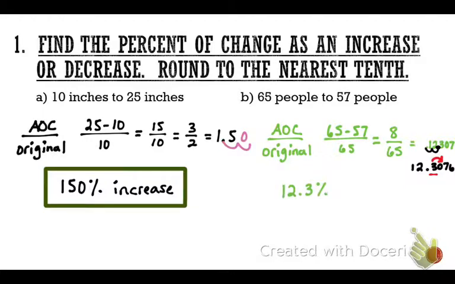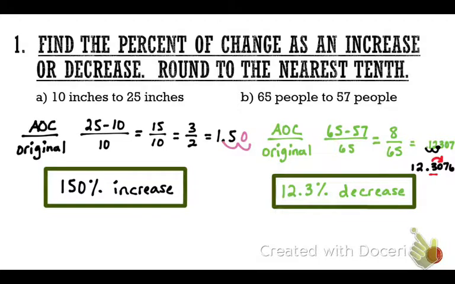12.3%. Now let's think. We've got to say whether it's an increase or a decrease. If there were 65 people and at the end there were only 57, did the number increase or decrease? It decreased. It got smaller, okay? Maybe some people were tired and they left the party early or they had to go somewhere else, all right? So there was a decrease in the number of people.